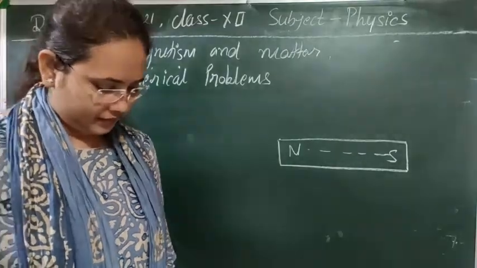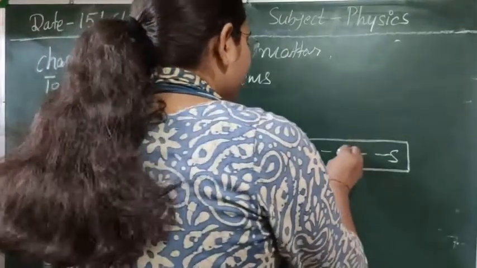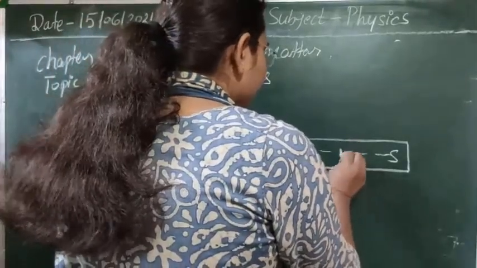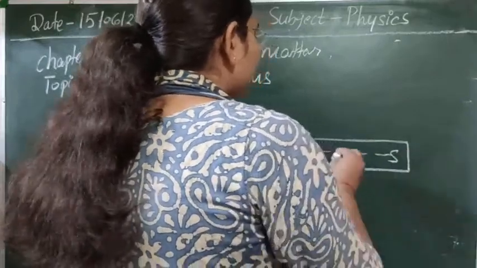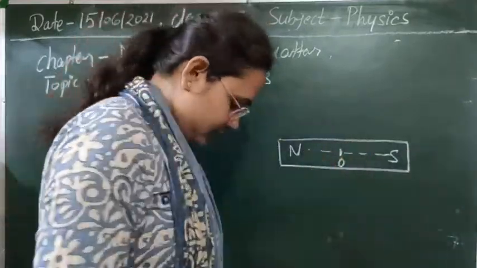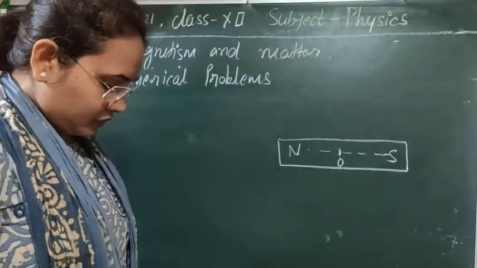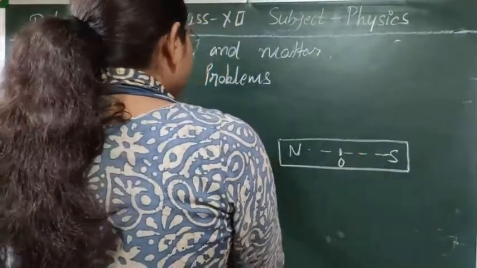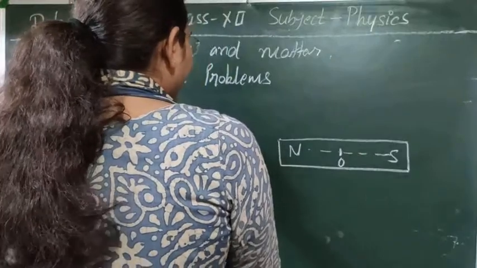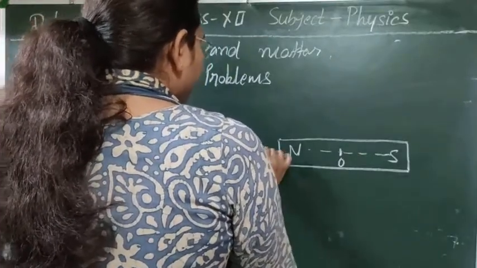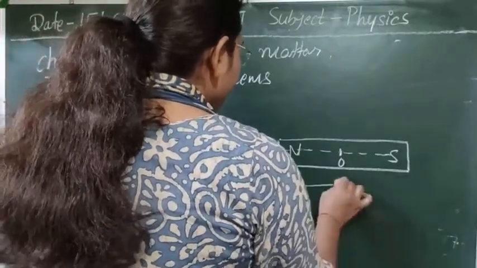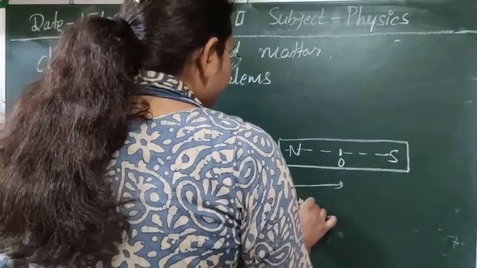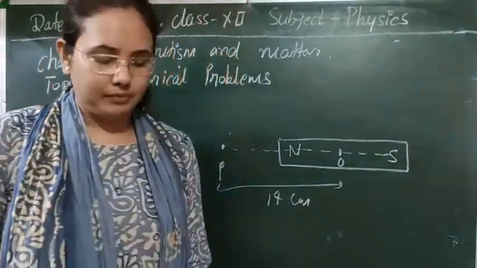Next one is given: null points are found on the axis of the magnet at 14 centimeter from the center of the magnet. So here, this is the center of the magnet. Suppose null points are found on the axis, 14 centimeter away from the magnet, then we can say that here is a point P at which null points are found, and this distance is 14 centimeter. This is not to scale; any distance can be here.